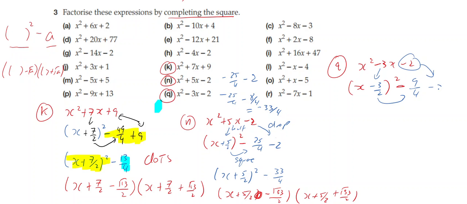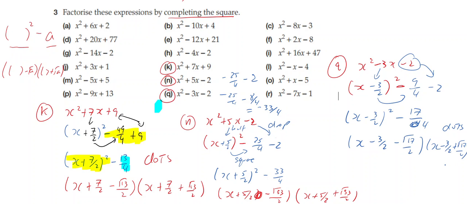You drop the constant, so that becomes negative 2. Again, all I'm doing is combining these two numbers together. So it's over 4, that's negative 8 over 4. So negative 8, negative 9 is negative 17 over 4. So I apply dots. So I get x minus 3 over 2 minus root 17 over 2, x minus 3 over 2 plus root 17 over 2. And that's the complete factorization.